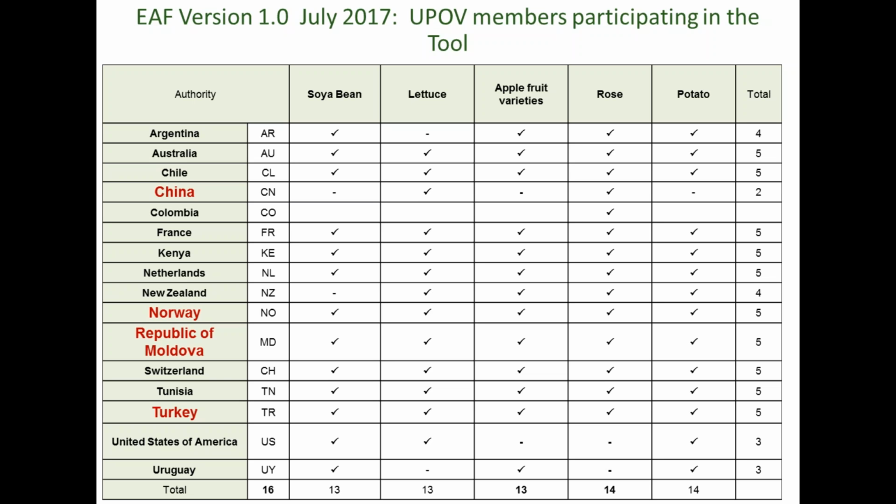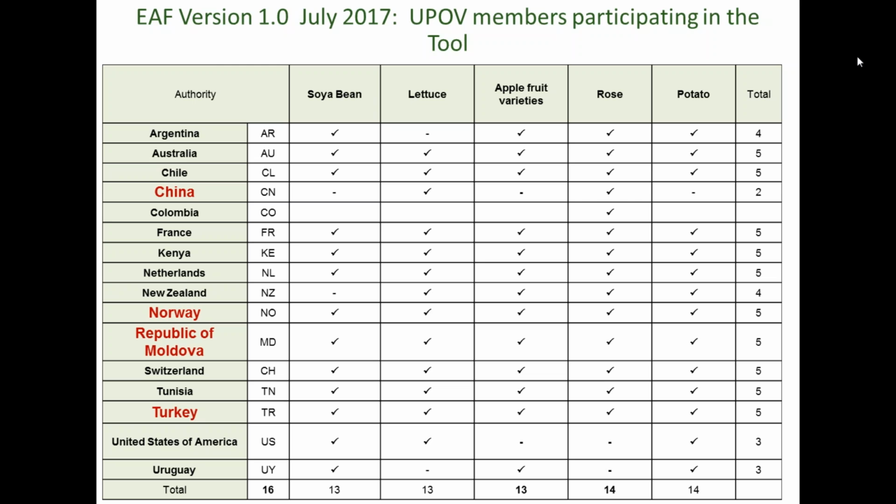So Argentina, Australia, Chile, China, Colombia, France, Kenya, Netherlands, New Zealand, Norway, Republic of Moldova, Switzerland, Tunisia, Turkey, United States of America, and Uruguay. And when you look at the 5 crops, you see that, for instance, Australia supports the 5 crops, so that means that as an applicant, as a breeder, I can access the system and make an application for lettuce, rose, or potato in this country.